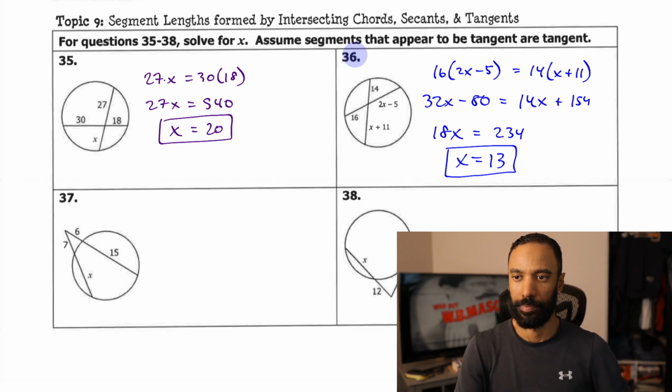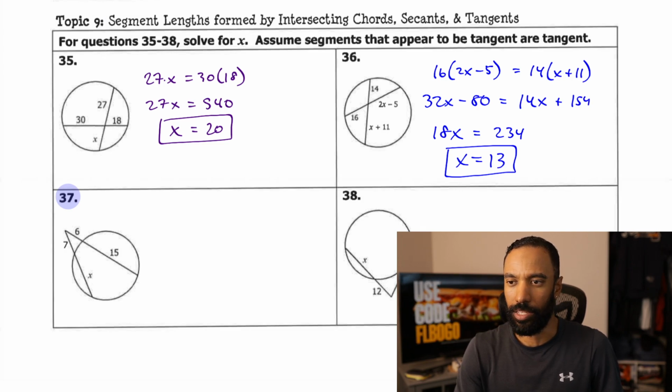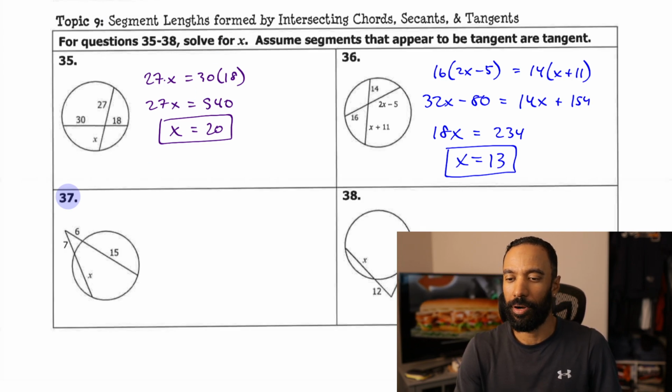Okay. I know I'm going quickly. It's the algebra that I go quickly on. You should pause and say, okay, let me try it. All right, number 37.